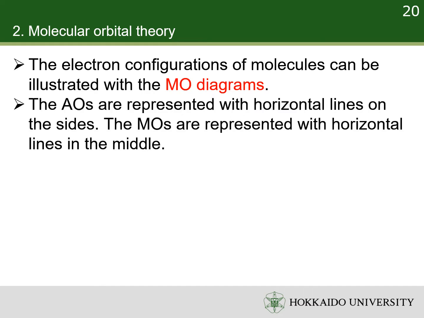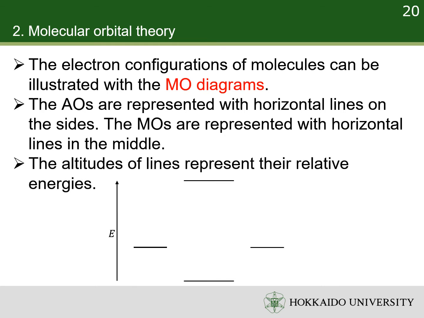In the molecular orbital diagrams of diatomic molecules, the atomic orbitals are represented with horizontal lines on the two sides. The molecular orbitals are represented with horizontal lines in the middle. The altitudes of the lines represent their relative energies.